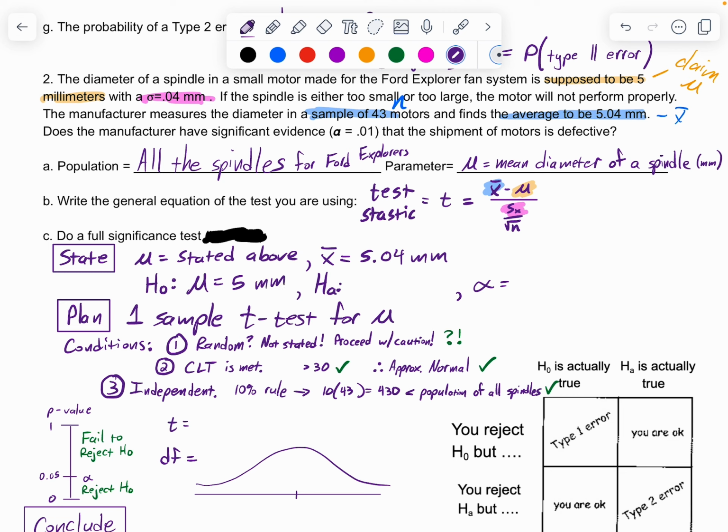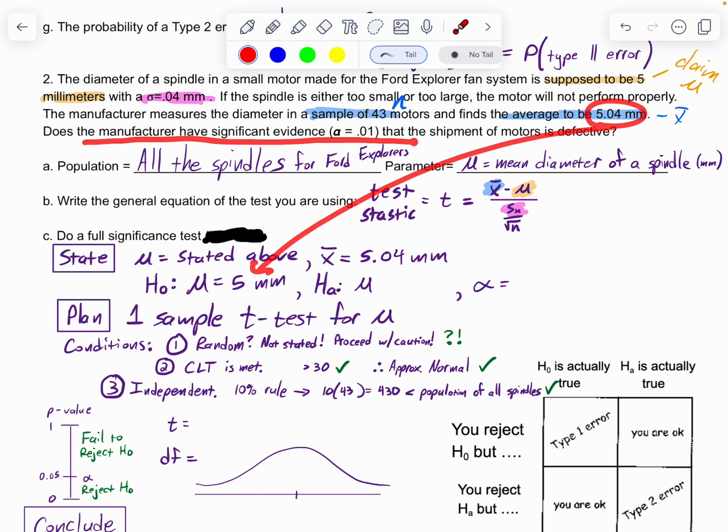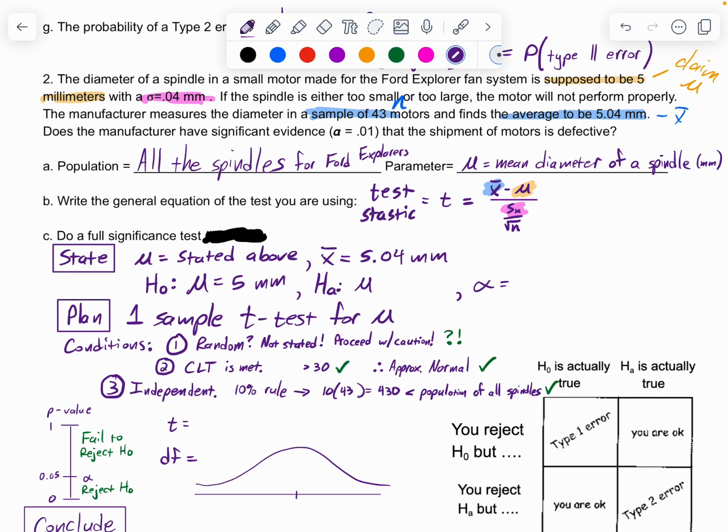The alternative, I'm looking at this for guidance. Is mu going to be less than, greater than, not equal to? The average is larger than 5. Does the manufacturer have significant evidence that the shipment is defective? I'm going to let the sample guide me to do a greater than here. Greater than 5 millimeters. There's nothing in the wording to lead me to say not equal to. And alpha is 0.01.